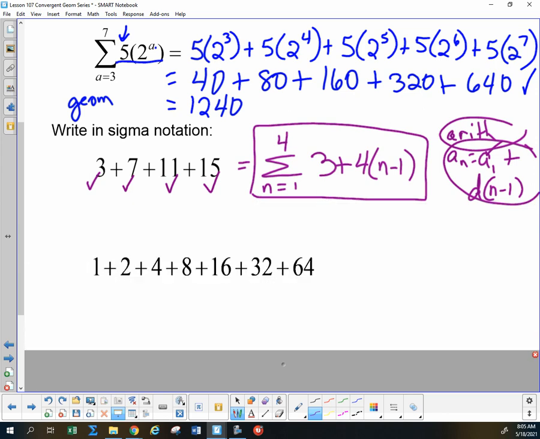Okay, let's try another one here. So take a look at that. I want to see hands up. Everybody's going to vote. Do you think this one is arithmetic?